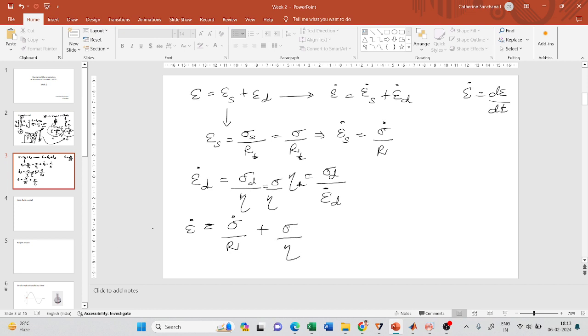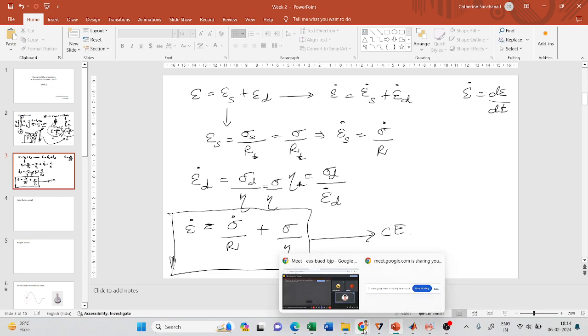Now this is my constitutive equation. Why am I calling it a constitutive equation? This relates stress and strain. It can be stress and strain, or derivatives of stress with strain and derivatives of strain. So this equation relates stress and strain. So this is my constitutive equation. Now I have this constitutive equation. So how is this constitutive equation useful to us? How is it going to be of use to us?